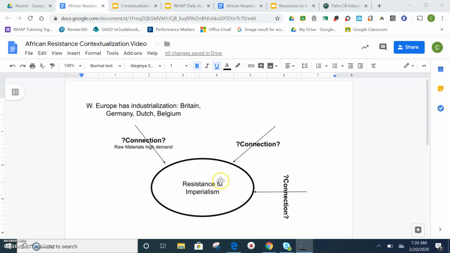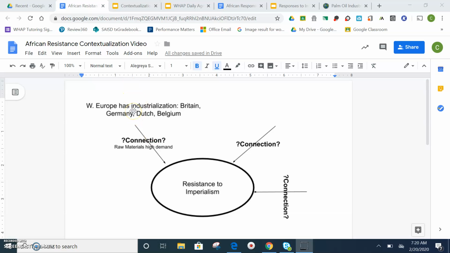So here's my graphic organizer for you guys. Your prompt goes in the middle. The outside spokes are your major developments, either before, during, or after the prompt. But then the inside line right here, the connection, is how it connects to the prompt. And this is where kids mess up the most. They list a major pattern, but they don't explain how it connects to the prompt.